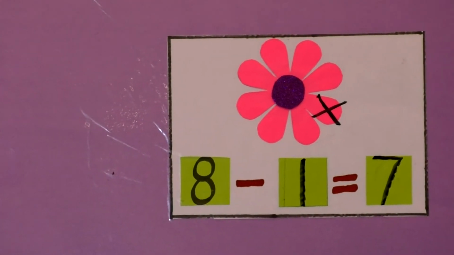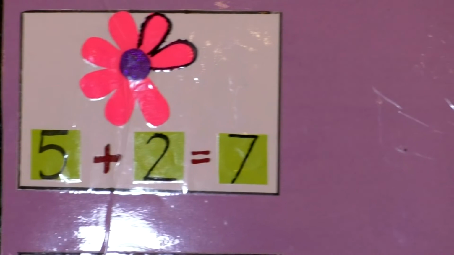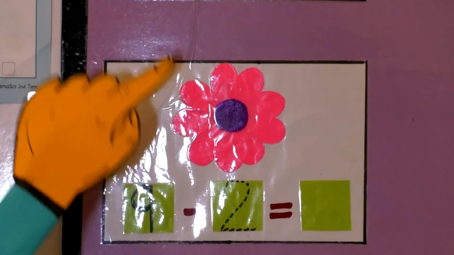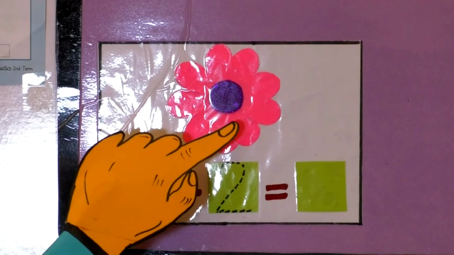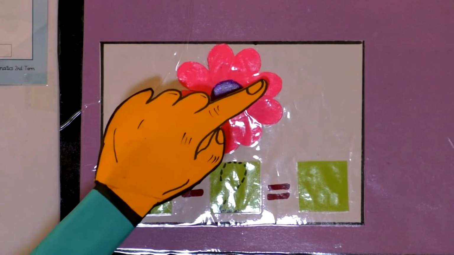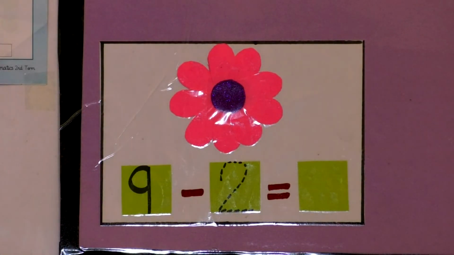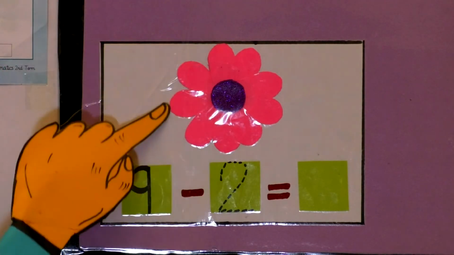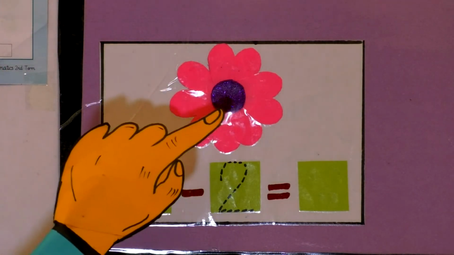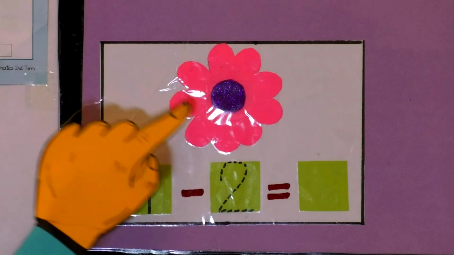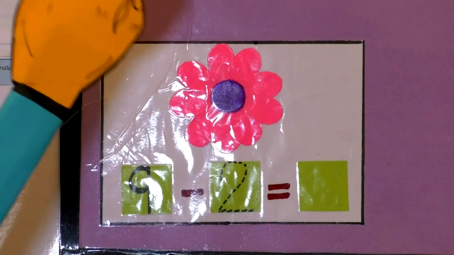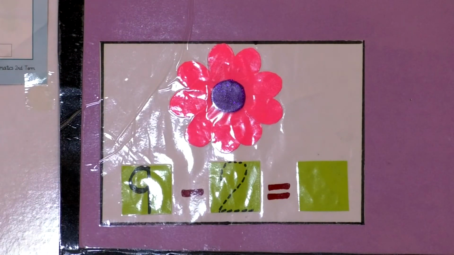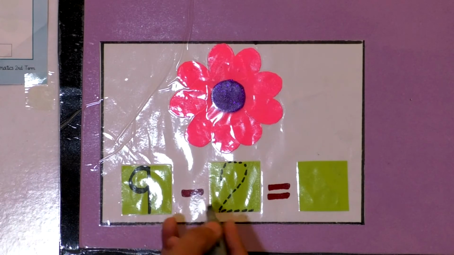Now have a look at the next flower. Let's count the petals. 1, 2, 3, 4, 5, 6, 7, 8, 9. Now what will we do? We have 9 petals, but we need only 7 petals. So petals are more in number. How can we make them 7 in number? Yes, we will cross the extra petals which are more.